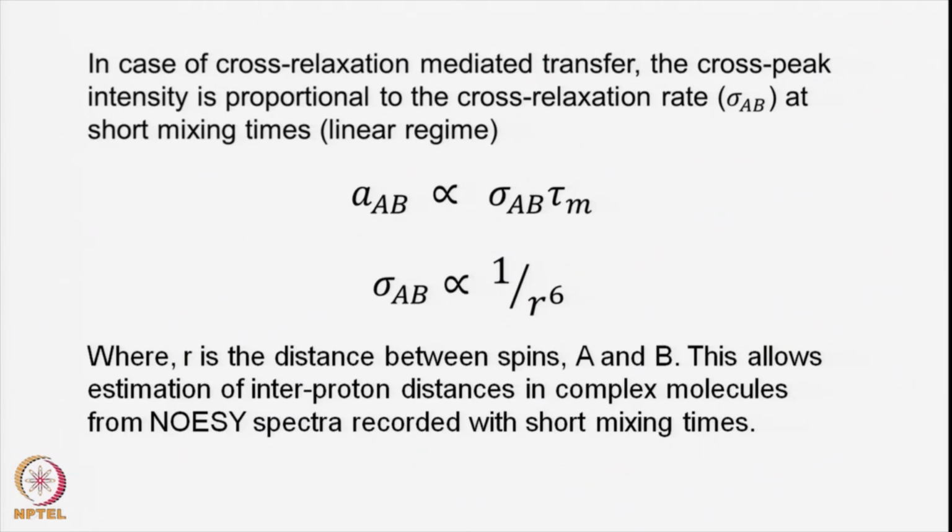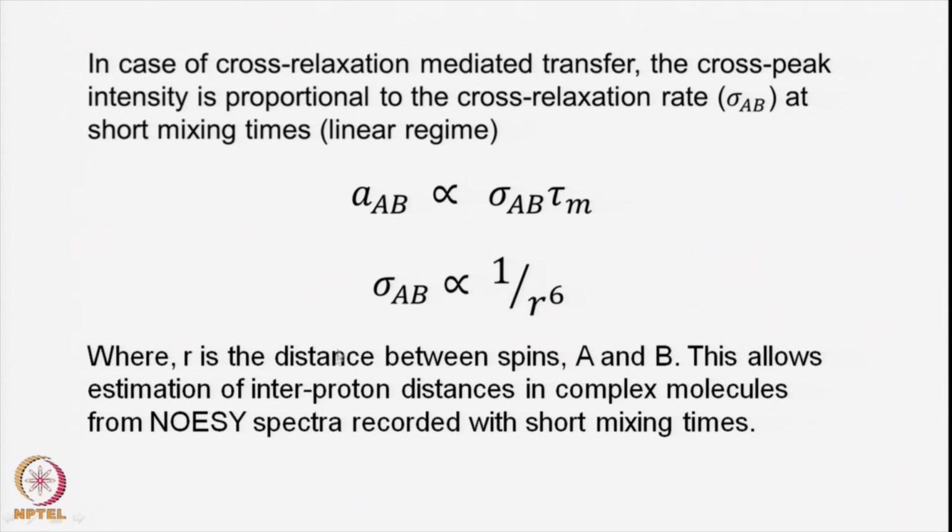Now, in case of cross relaxation mediated transfer, the cross peak intensity is proportional to the cross relaxation rate, as discussed in the previous classes. Here we will write that AAB, the cross peak intensity, is proportional to sigma AB times tau m, where sigma AB is the cross relaxation rate. And we have also seen the cross relaxation rate is inversely proportional to the interproton distance. If you are talking about proton NOE, it is related to the inverse 6th power of the distance.